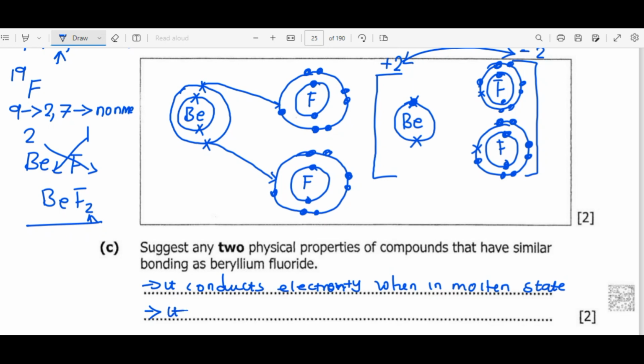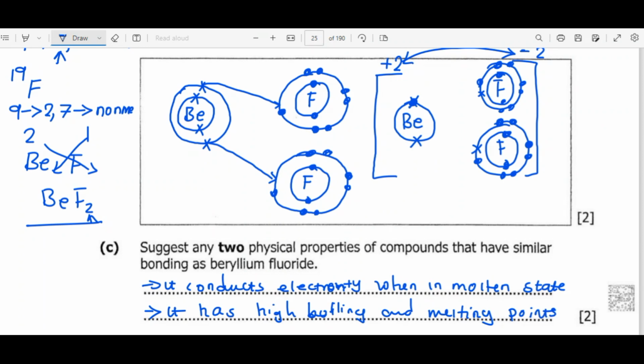Then the second one: it has high boiling and melting point. The boiling and melting point of ionic compounds are so high compared to that of covalent compounds.